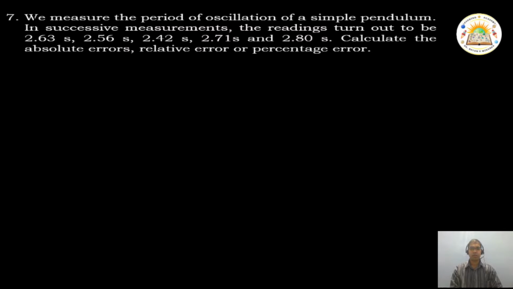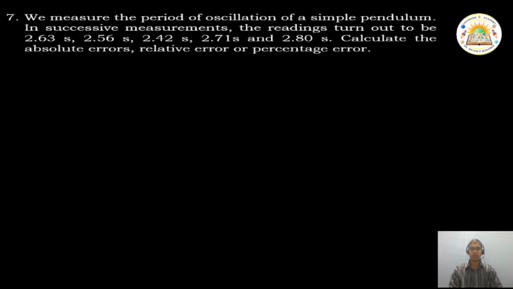In this question, it is given, we measure the period of oscillation of a simple pendulum. In successive measurements, the readings turn out to be 2.63 second, 2.56 second, 2.42 second, 2.71 second, and 2.80 second. Calculate the absolute errors, relative or percentage error.